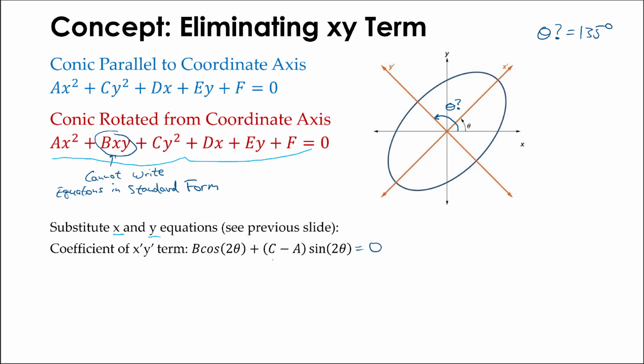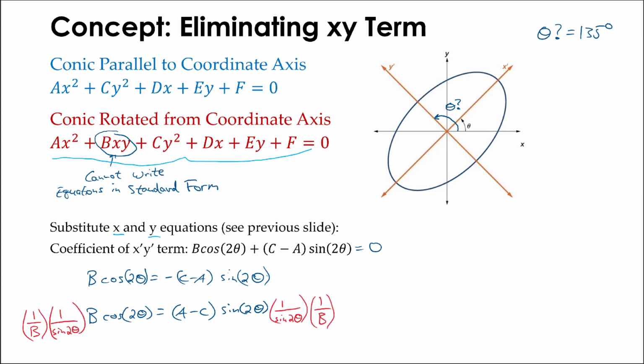Then I'm going to go ahead and subtract c minus a sine 2 theta. So now I've got b cosine 2 theta equals negative c minus a sine 2 theta. Go ahead and distribute that negative through, and then I'm going to divide by b and divide by sine 2 theta. I'm doing that so I can get my a, b, and c on one side, and all my thetas on the other side.